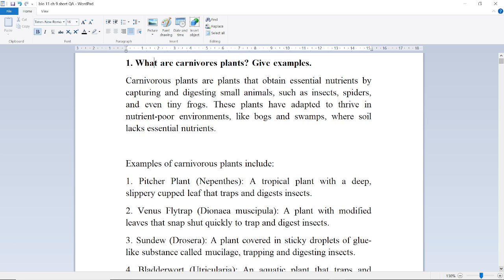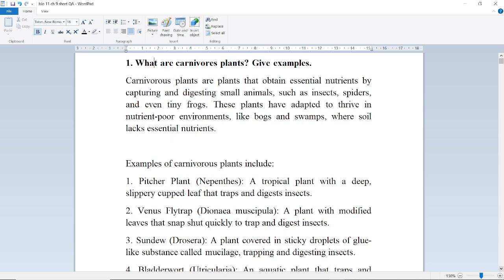Today we will solve the short question answers of Biology Class 11, Chapter 9 exercise. So let's start. First question: What are carnivorous plants? Give examples. Carnivorous plants are plants which obtain essential nutrients by capturing and digesting small animals such as insects, spiders, and even tiny frogs. These plants have adapted to thrive in nutrient-poor environments like bogs and swamps where soil lacks essential nutrients.